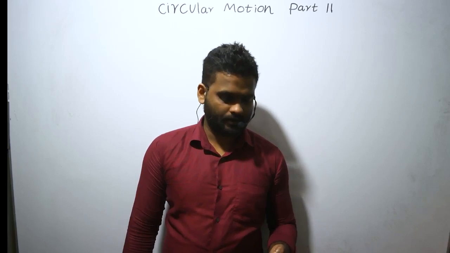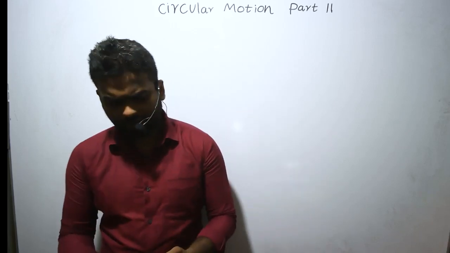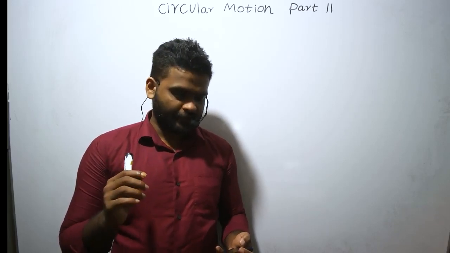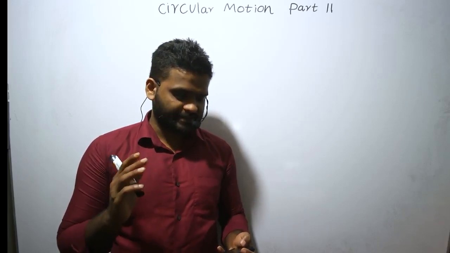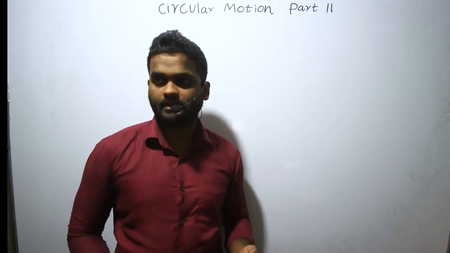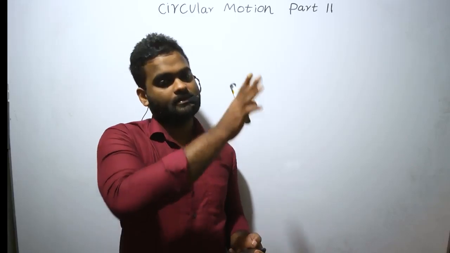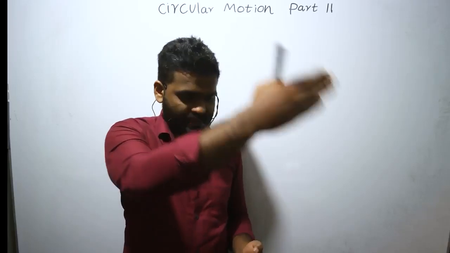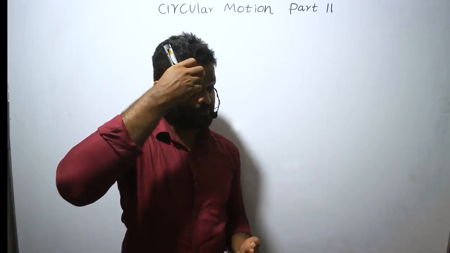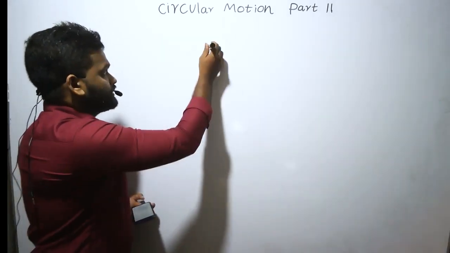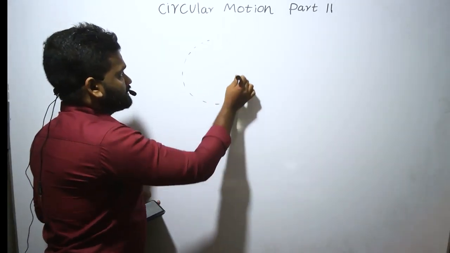Seventh question. A mass of 0.1 kilogram attached to a string of length 0.5 meters is rotated in a vertical circle. If the velocity at the top of the circle is 6 meters per second, the tension of the string at the top is? This question is different compared to the previous questions because this is a vertical circular motion. Questions before this were horizontal circular motion. So let's draw the vertical circle. This is vertical, not horizontal.